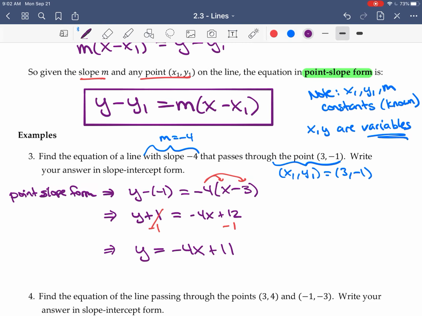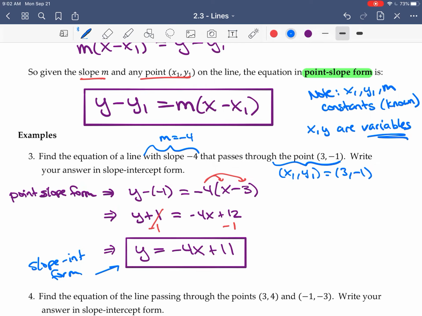Okay, so now this is in slope-intercept form. So let me just write that. So here is slope-intercept form. Now you could actually do this another way without using the point-slope form.